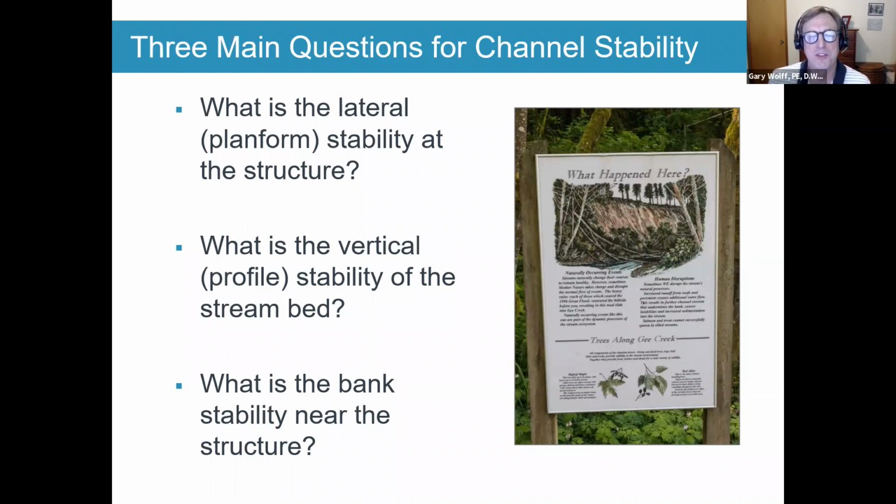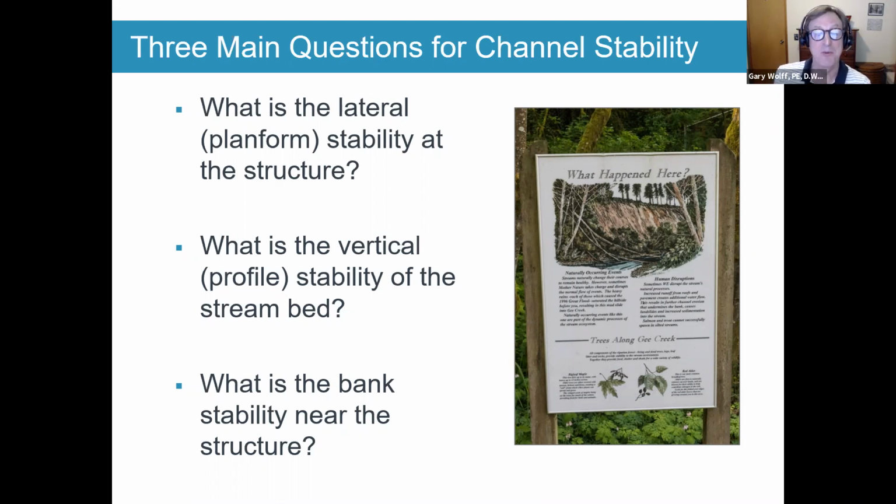First of all, what is the lateral or planform stability of the stream in the vicinity of the structure? So, as you know, rivers move around naturally. So if you've got a stream that's meandering, even if it might be a natural process where the river is meandering and moving, we need to understand that so that we make appropriate design decisions at the bridge that don't cause problems for the structure now or in the future.